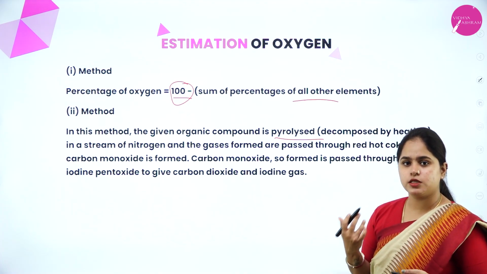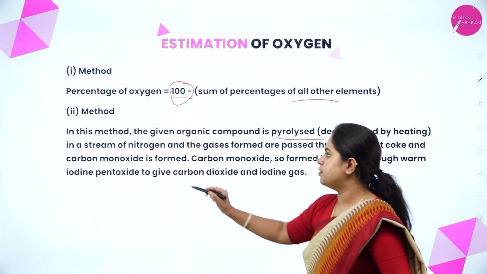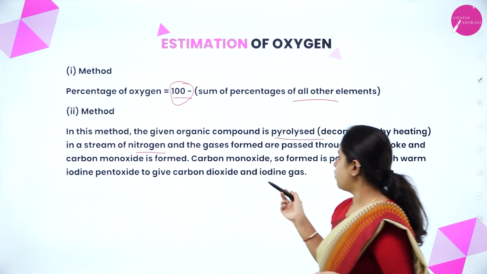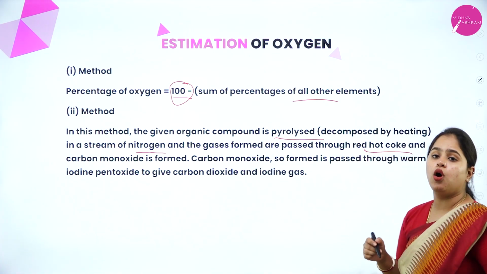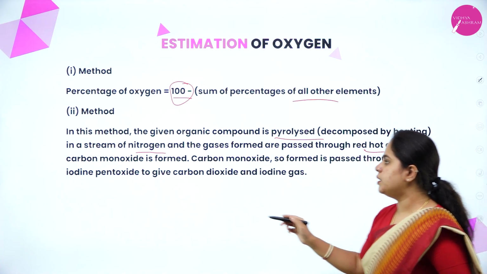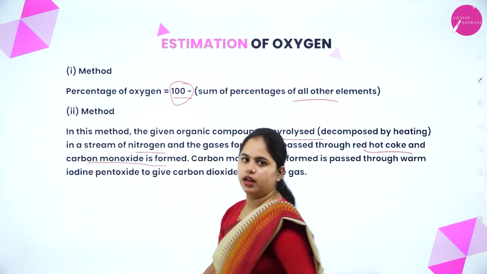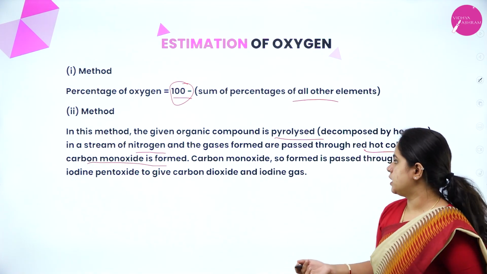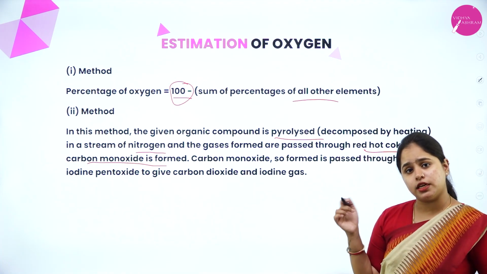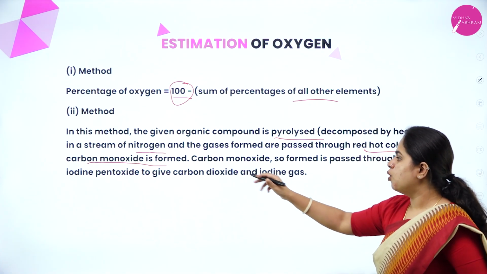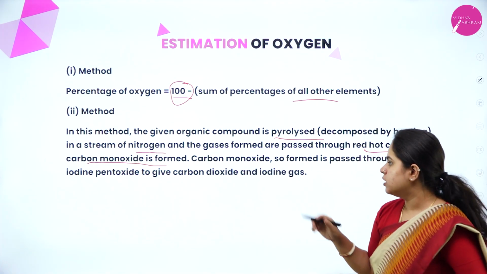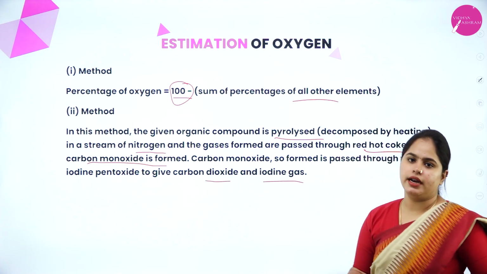Okay, so that is called pyrolyzing. It is done in a stream of nitrogen, and the gases formed are passed through red hot coke, and carbon monoxide is formed. Now the carbon monoxide so formed is passed through warm iodine pentoxide to give carbon dioxide and iodine gas.